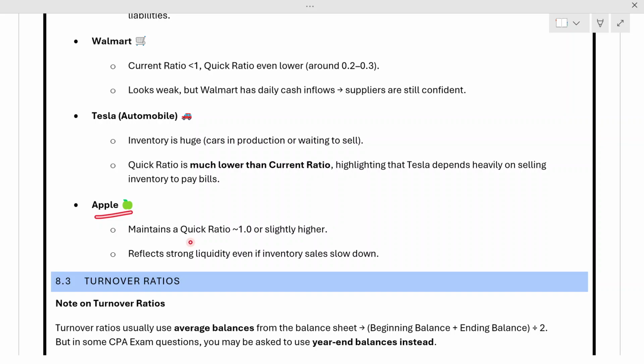And Apple generally maintains a quick ratio of 1, which is slightly good. So overall, the quick ratio simply says what your stress test is and how quickly you can generate cash from the business, and if you have generated that, how quickly you can pay off your liabilities.